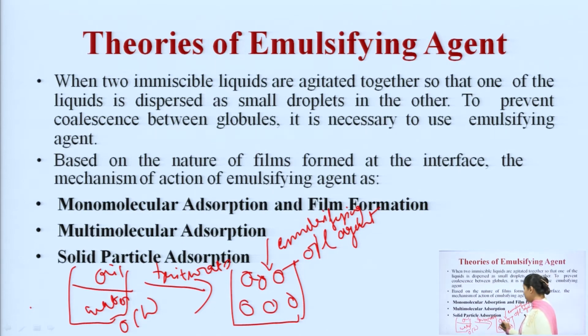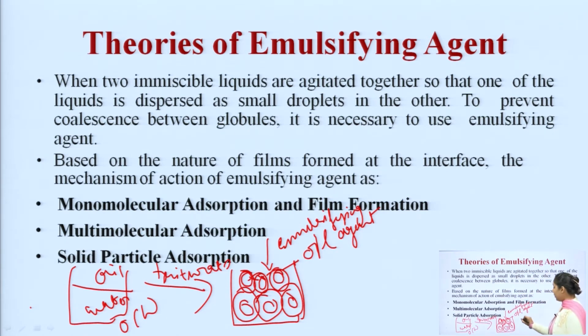Emulsifying agents form a protective layer around each globule of your dispersed phase, thereby preventing the tendency of collisions. Based on the nature of the film formed at the interface, the mechanism of action of emulsifying agent is described. For example, first is monomolecular adsorption and film formation, second is multimolecular adsorption, third is solid particle adsorption.